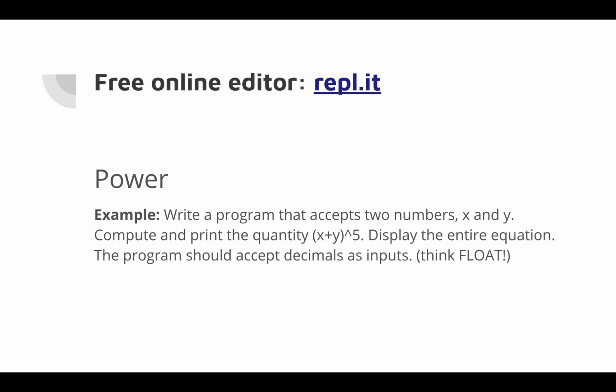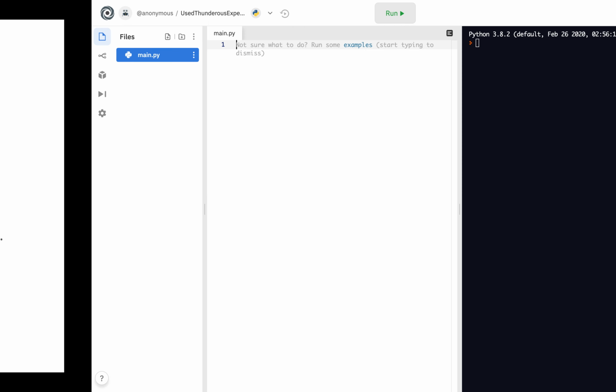So let's get started. Power. Write a program that accepts two numbers, x and y. Compute and print the quantity x plus y to the power of 5. Display the entire equation. The program should accept decimals as inputs. When you think of decimals, you think of float. You also notice here that this requires user input, since it states that we need a program that accepts two numbers. So let's get started.